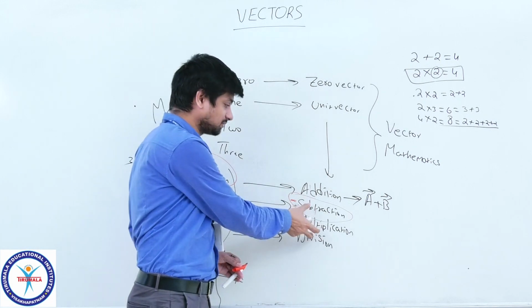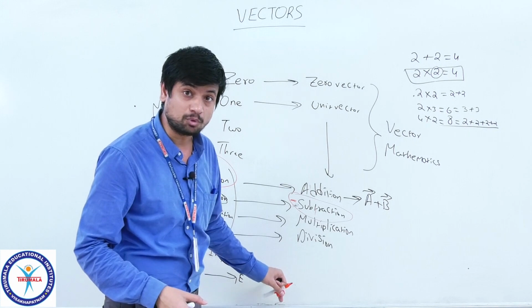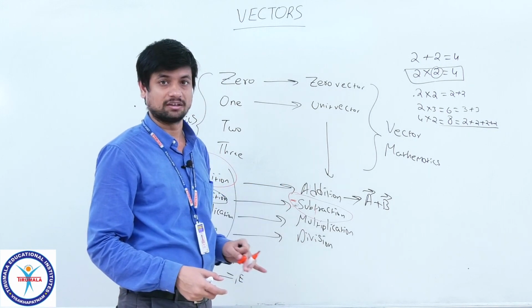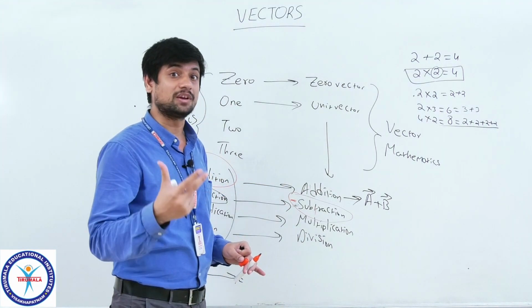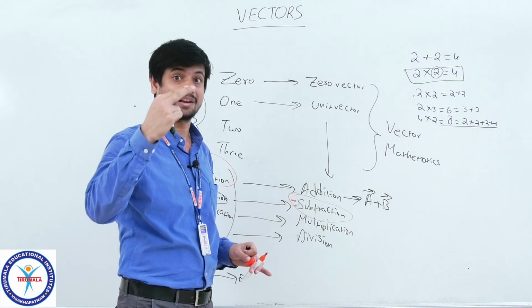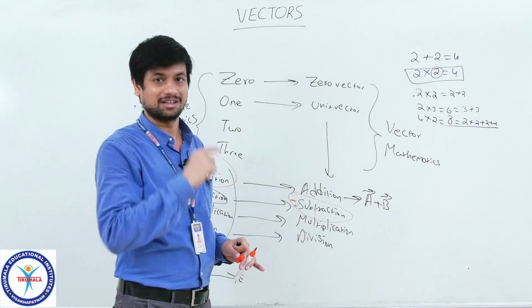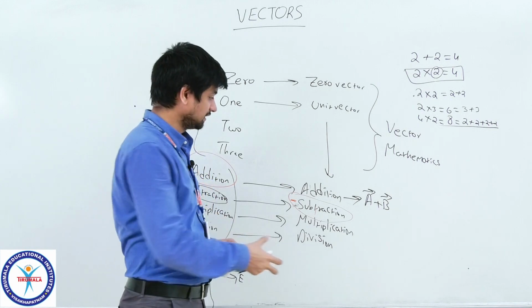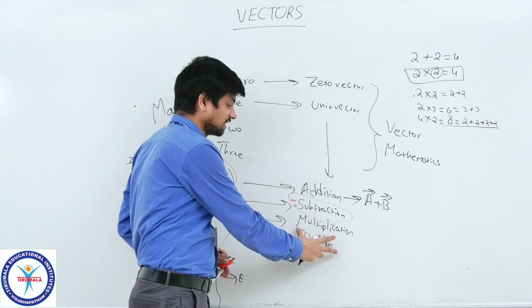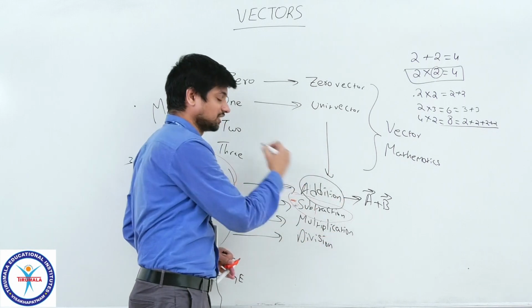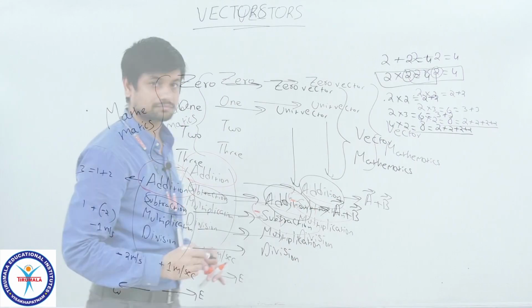So what are those terms, and is division possible in vectors? We are going to learn. If it is possible, in which way should I do the division, vector to vector or vector to scalar? That has to be known. Yes, we are going to learn these things. In the first one, addition. What is that? Addition.